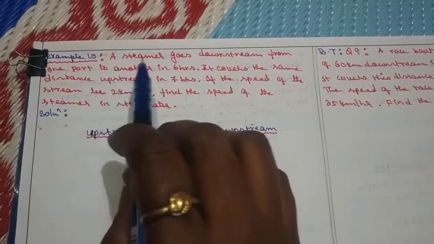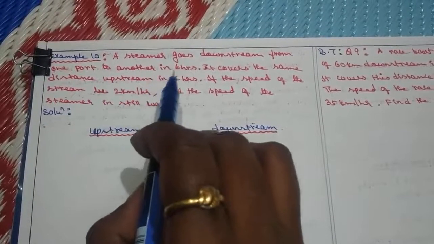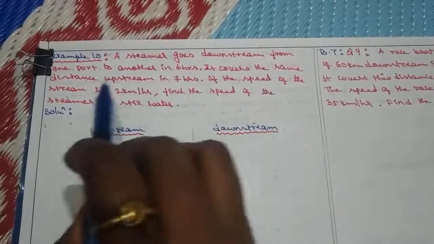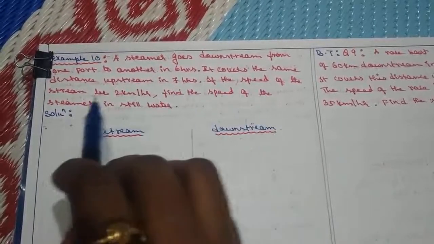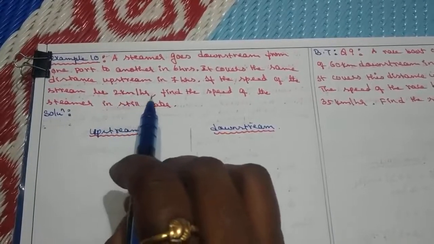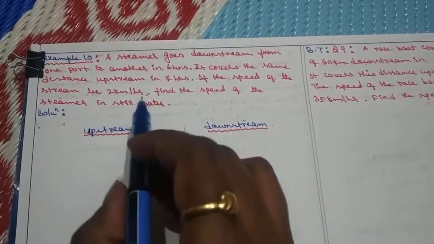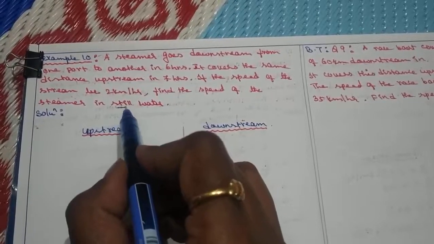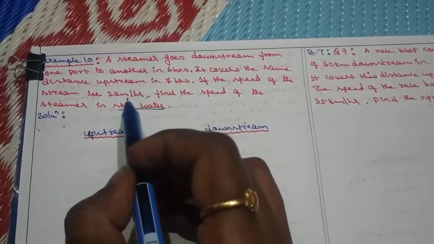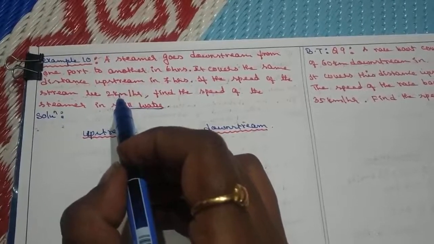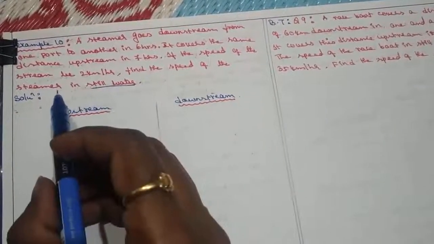Example 10. A steamer goes downstream from one port to another in 6 hours. It covers the same distance upstream in 7 hours. If the speed of stream is 2 km per hour, then find the speed of steamer in still water. The speed of steamer in still water will always be greater than the speed of water. So here the question is asked to find the speed of steamer in still water.